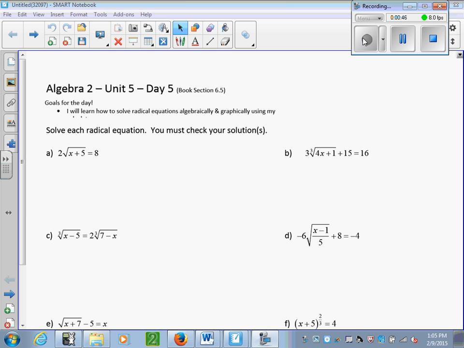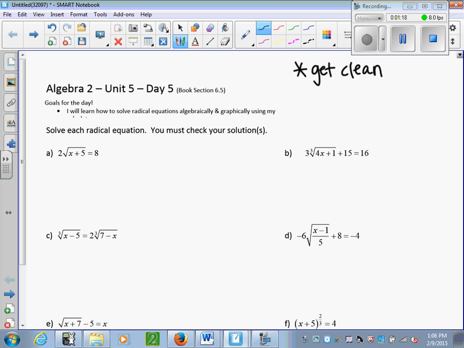Alright, so let's start with this first one. A couple of rules you can think of are related to when we talked about absolute value, about 2 units ago. We had to get those absolute value bars clean before we could actually solve anything. It's a similar concept we're going to use today when solving radical equations. So keep in mind you have to get it clean.